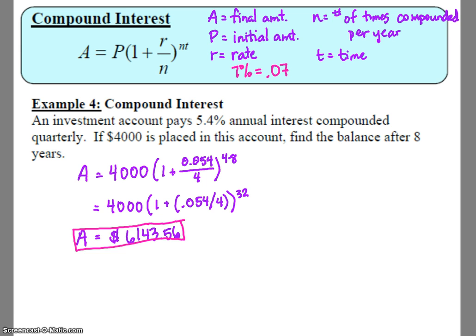Whoa, that's just bad there. Let's do it again. So you go over, down, over, and up. There we go. That's how you find compound interest.